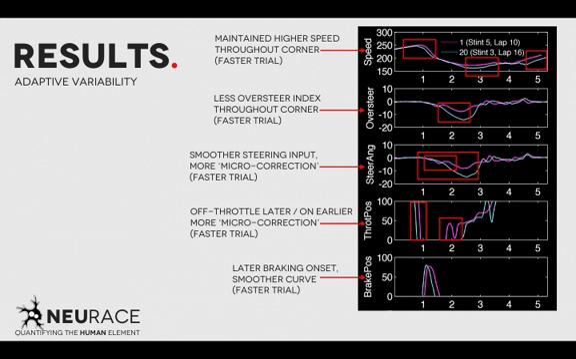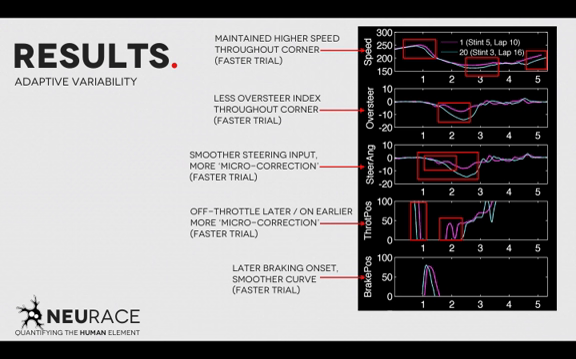lap in our dataset. So we see from the first plot from the top that maintaining higher speed through the trace depends on minimizing oversteer, and this oversteer is on the second plot from the top. You can also maintain the higher speed by using smoother steering input and punctuating the steering input with small and fast micro corrections, and that's on the third plot from the top, the steering input.